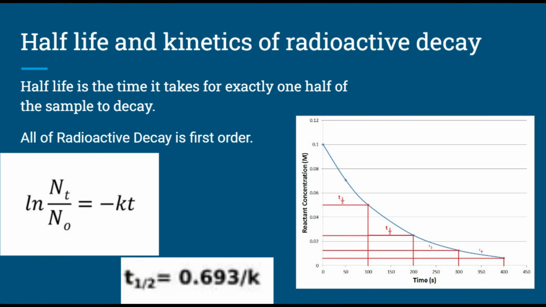Also, if we look at the right side of the graph, we can tell that at 100 seconds, we have reached the half-life of 0.1, which is 0.05. This is all interconnected because we understand that radioactive decay is all first order. We don't have to worry about different formulas like second order or zero order, which makes our life a whole lot easier just by understanding that radioactive decay is first order.